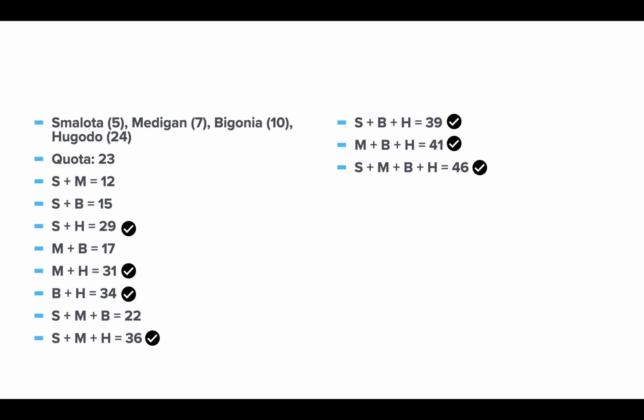Smiloto, Madigan, and Begonia have 22, and that does not reach the quota. Smiloto, Madigan, and Hugoto, 36, reaches the quota. Smiloto, Begonia, and Hugoto equals 39, which reaches the quota. Madigan, Begonia, and Hugoto, 41, reaches the quota. And adding all of them together will obviously surpass the quota and we'll have 46.